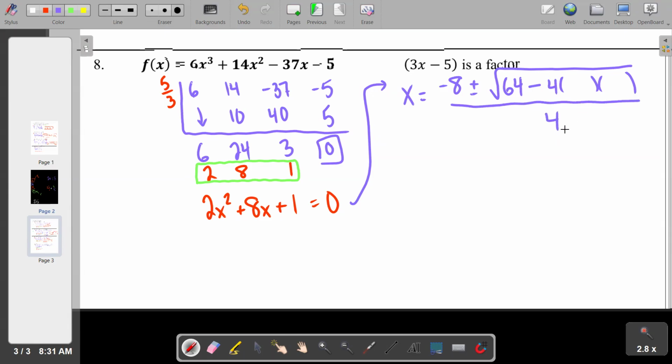Who's going in my blanks? A and C. And I really thought I had some imaginary ones on here, so apparently I forgot.